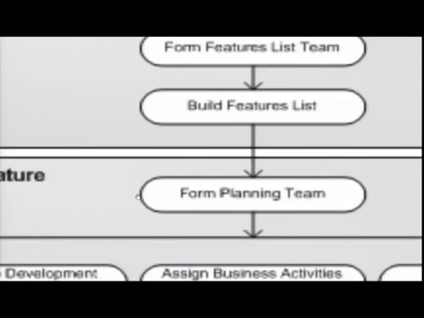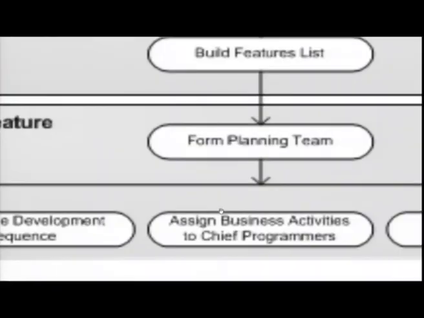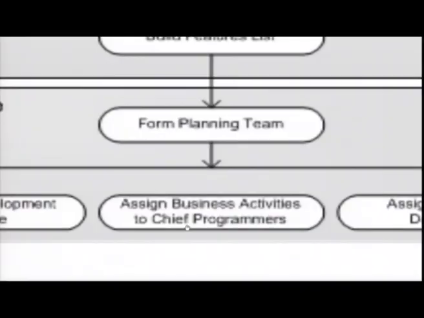You create a team based on the features and you form a planning team. When you have this planning team, you determine the sequence of development, how you are going to develop. Then you assign business activities to the chief programmers. Why do you need to assign business activities to the chief programmers? The chief programmers will in turn segregate it to the developers and they will see to it that the work has been carried out.